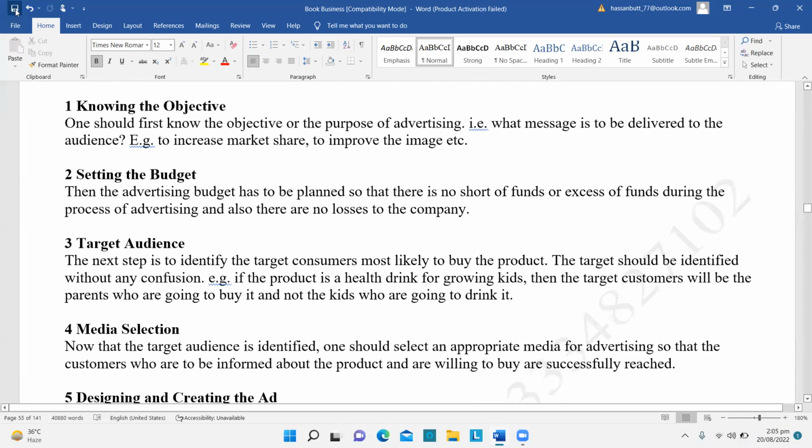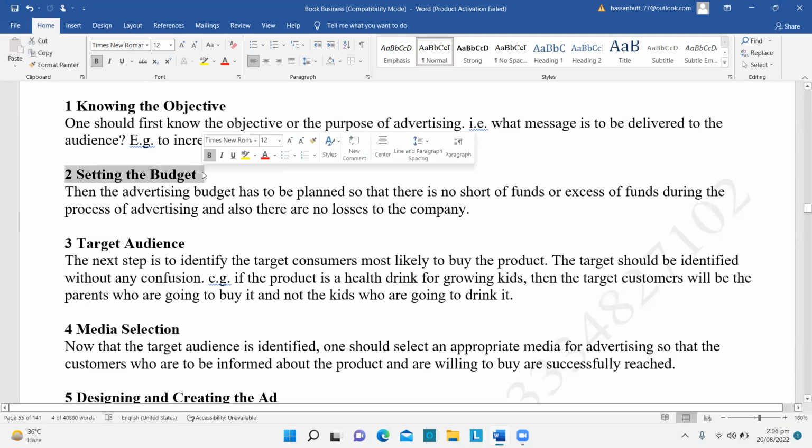For example, the purpose is to improve the image. The purpose is to create an image. The purpose is to increase the market share. The purpose is to inform the people about the product. So the purpose could be anything. After deciding the objective, you decide about the design of the advertisement that is likely to be successful. Then setting the budget. That is also very important.